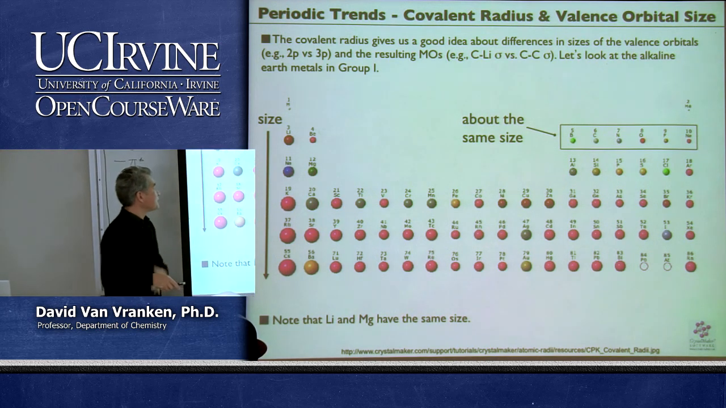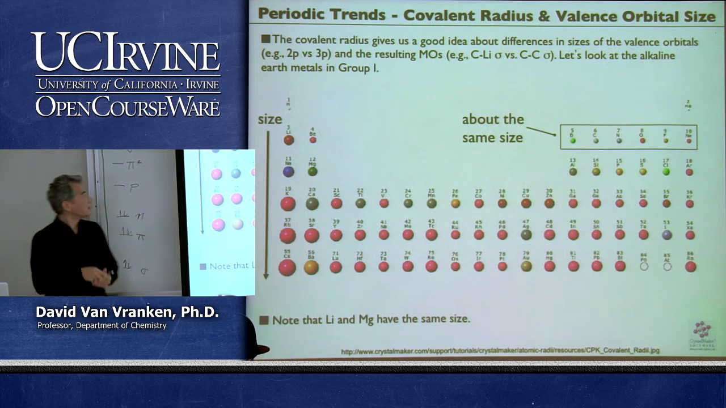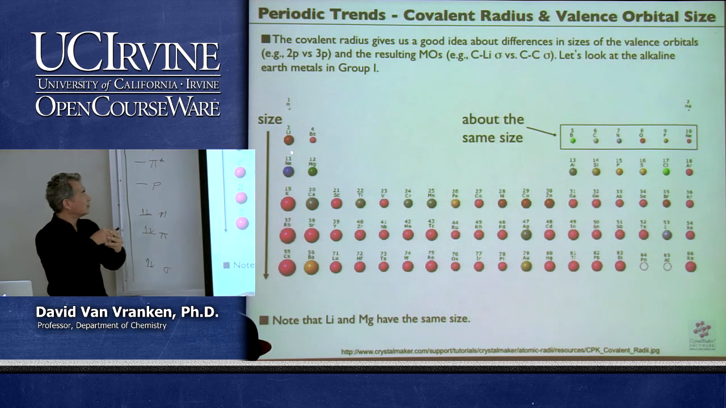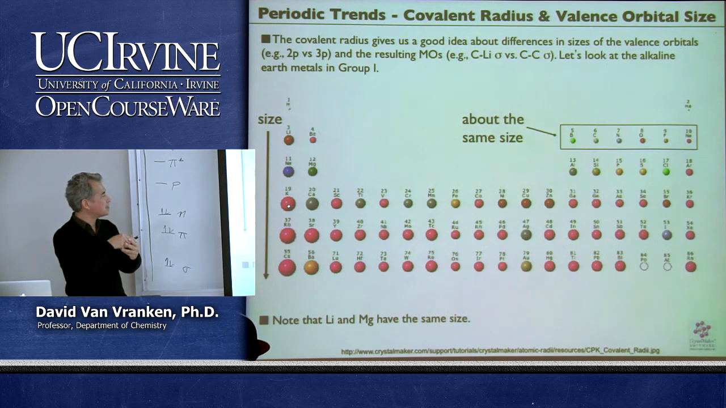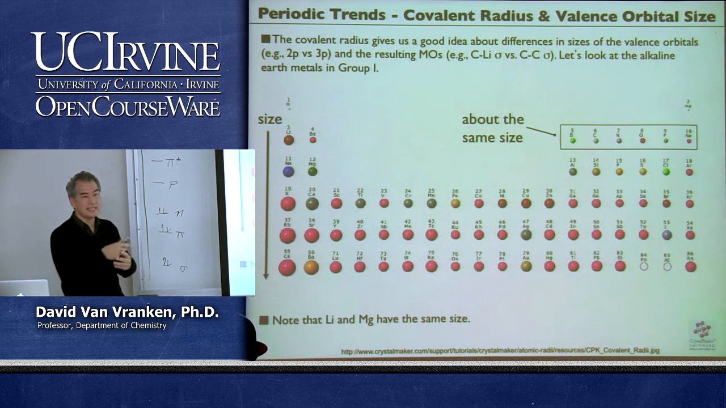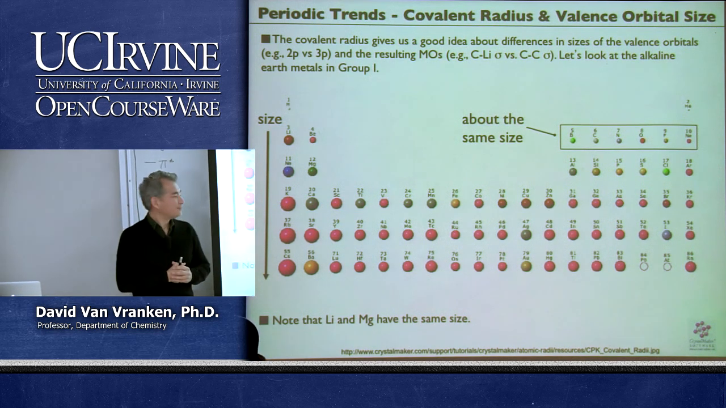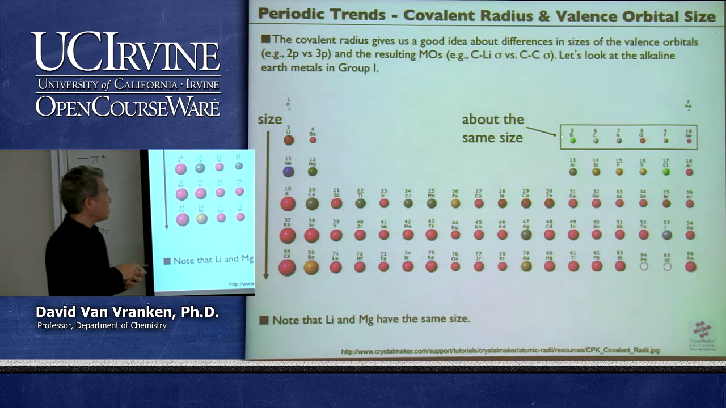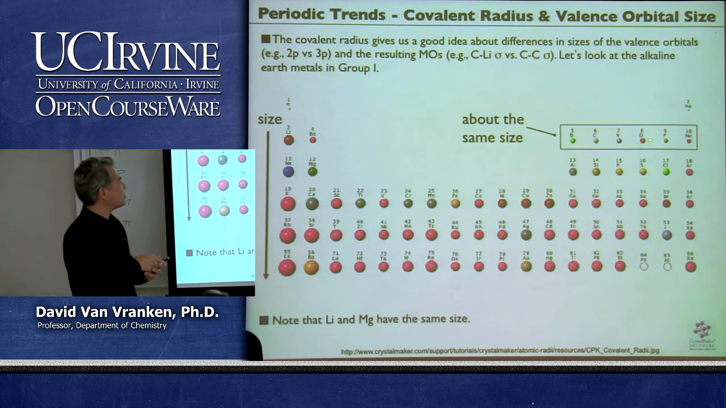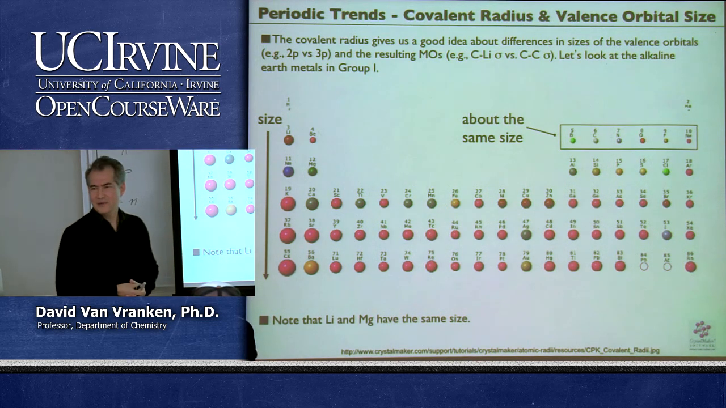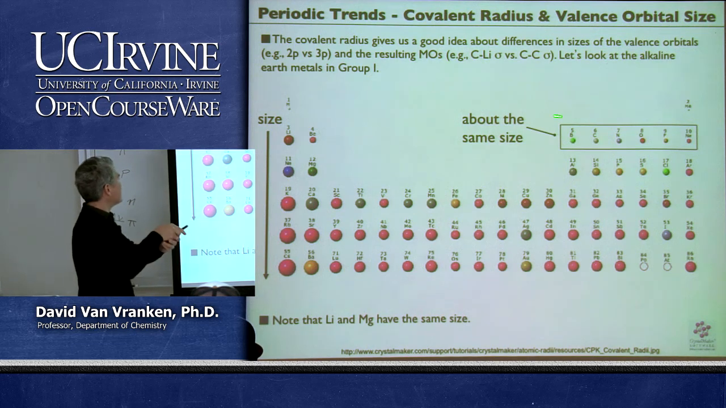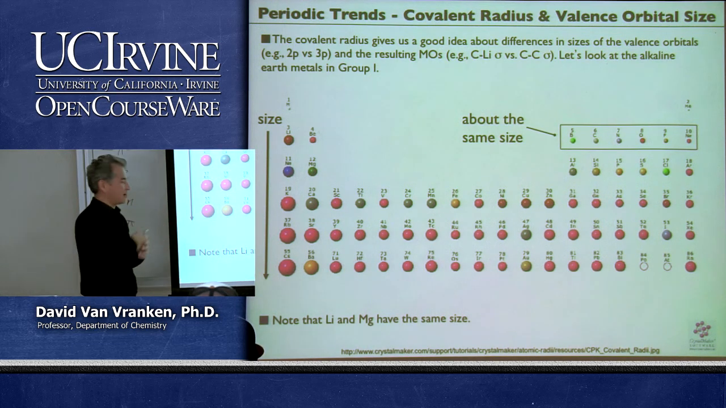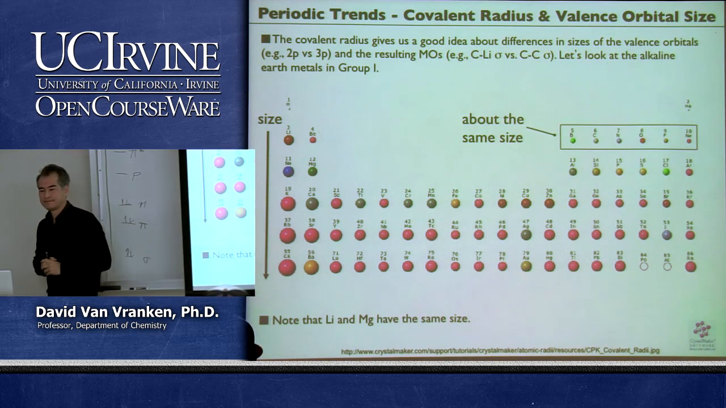And if you want to make bonds even longer and weaker, go down the periodic table. Lithium, sodium, potassium, that's radioactive, forget that, cesium. So just remember this: about the same size, pretty much, for all intents and purposes as far as this class is concerned. But then things get bigger and way bigger as we drop down the periodic table.